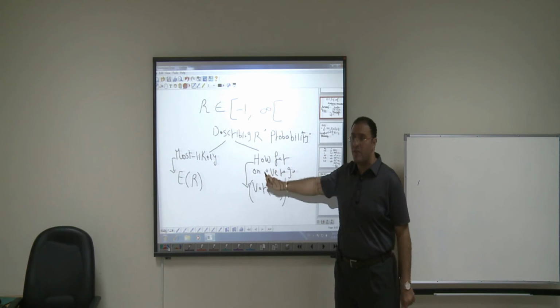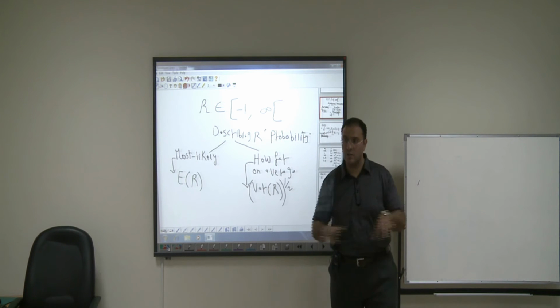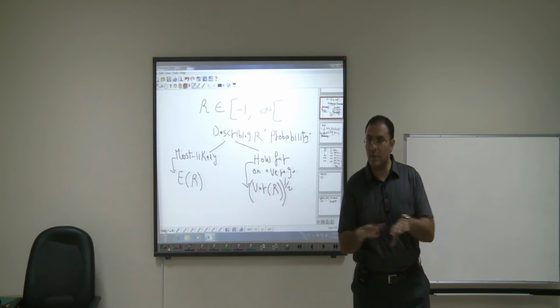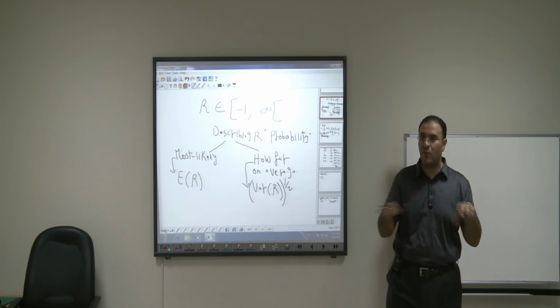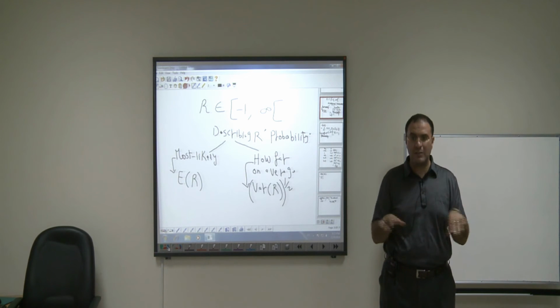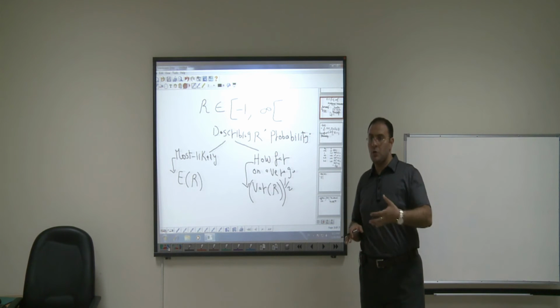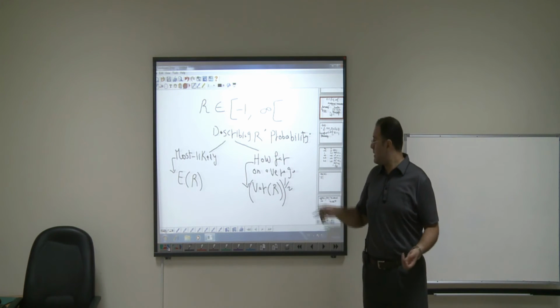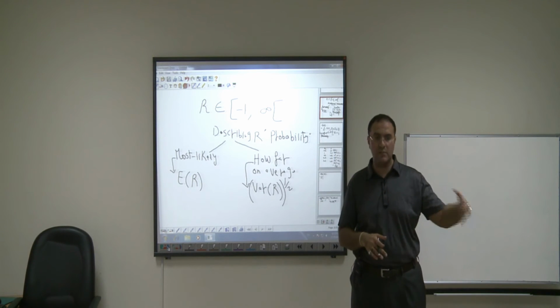Because our second measure is about how far. How far is sort of like variance, right? The first measure is about the most likely outcome, which we solved for. The second measure is about how far we are on average from that most likely outcome.